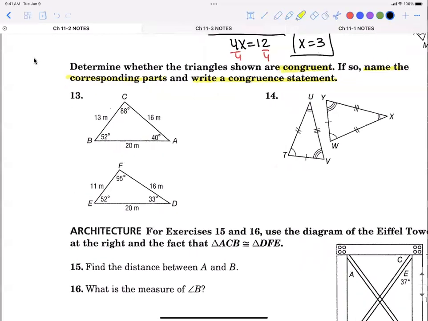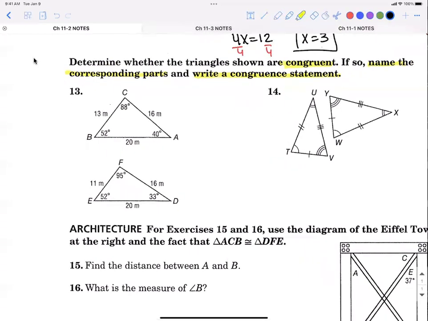So let's look at number 13. First of all, yes or no, is it congruent? What do you guys think? Matching sides, matching angles, all match up perfectly? No. So it's not congruent. So since my answer is no, it's just no, and I'm done.